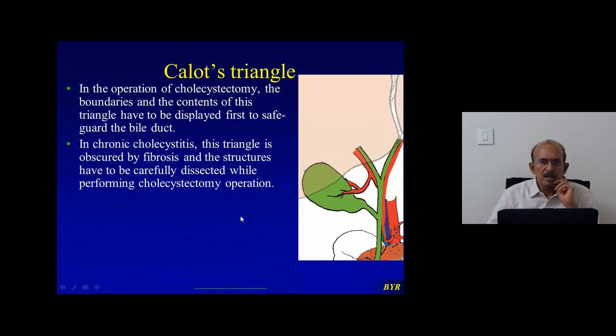In chronic cholecystitis, this triangle is obscured by fibrosis and the structures have to be carefully dissected while performing the cholecystectomy operation.